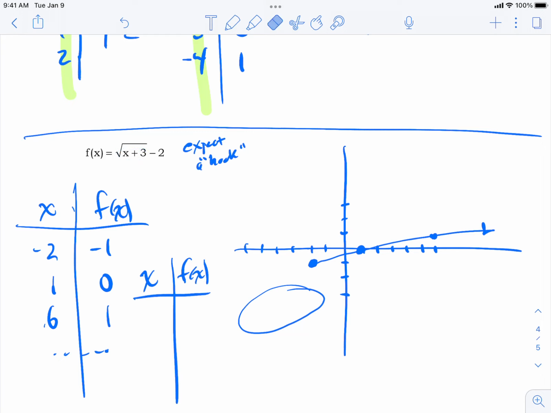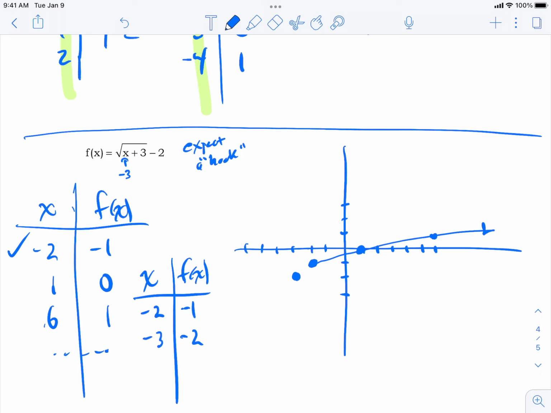How about if I plug in, let's see, I wouldn't mind taking the square root of 1. So if I make that a negative 2, negative 2 plus 3 is 1. Square root of 1 is 1. 1 minus 2 is negative 1. Here's another point. That's not another point. I already had that point. Okay, let me go further back. I wouldn't mind taking the square root of 0. How am I going to get the square root of 0? I'm going to have a negative 3 there. So when I plug in negative 3, negative 3 plus 3 is 0. Square root of 0 is 0. I get minus 2. So actually, when x is negative 3, y is negative 2. So I found another point.